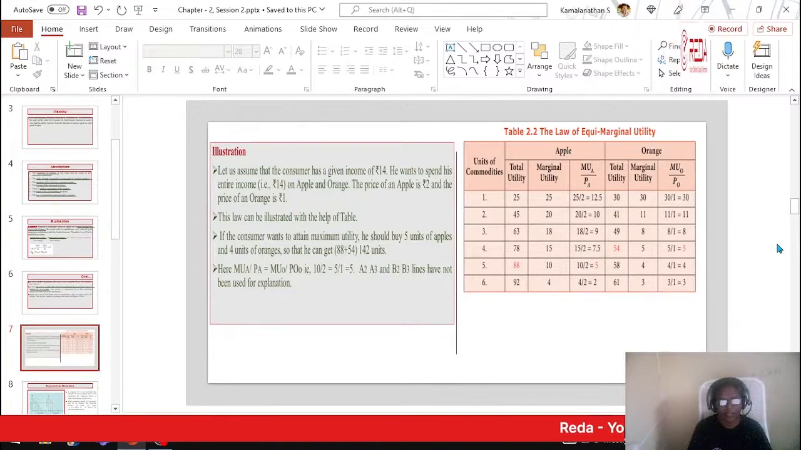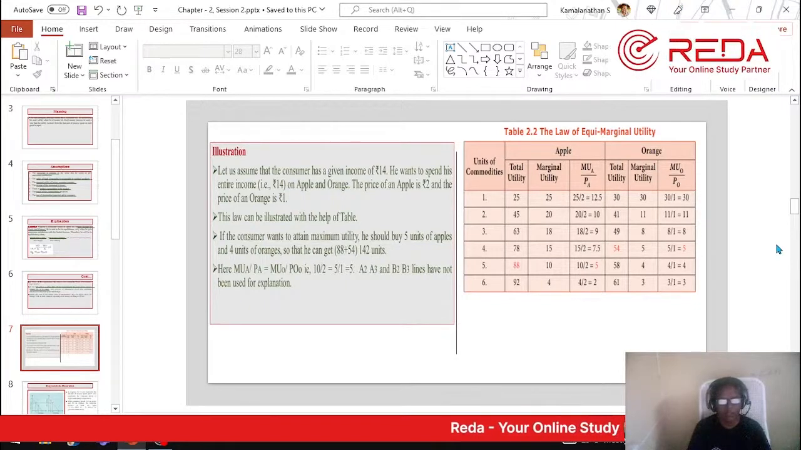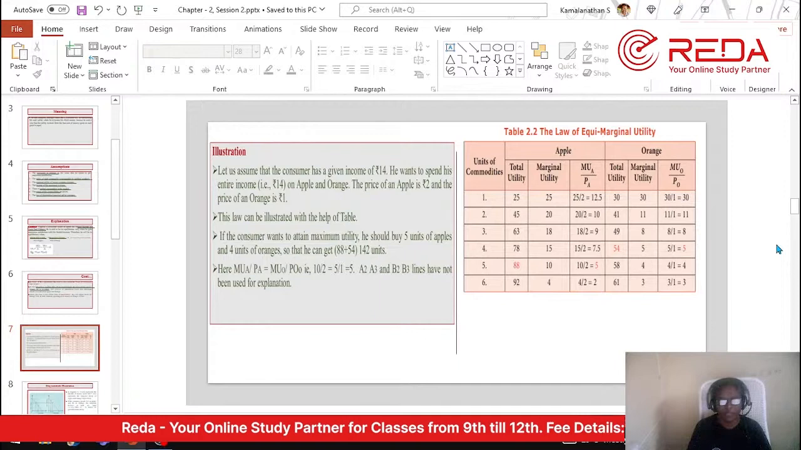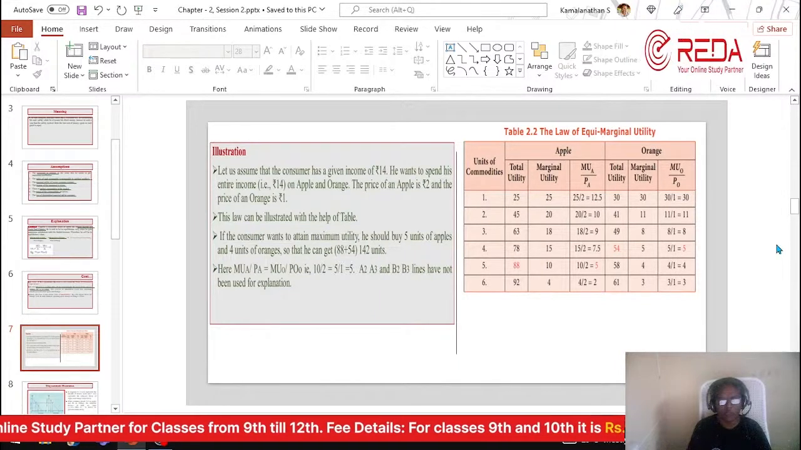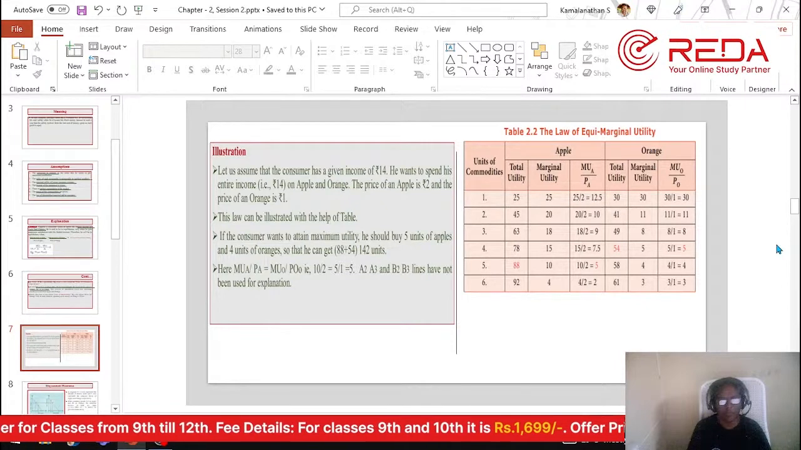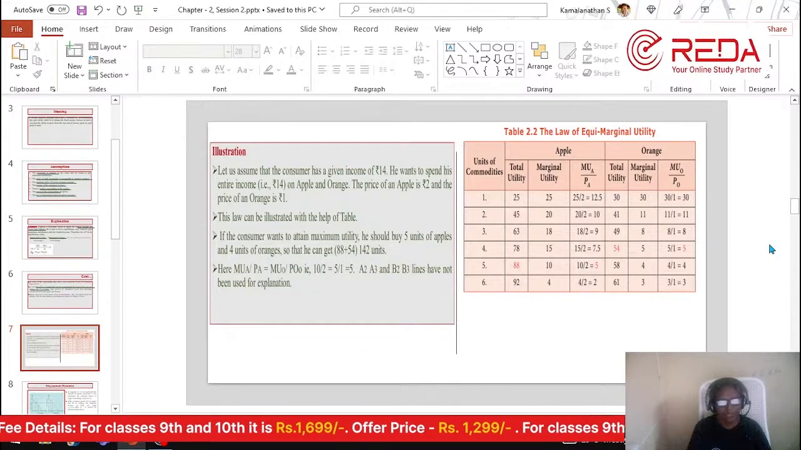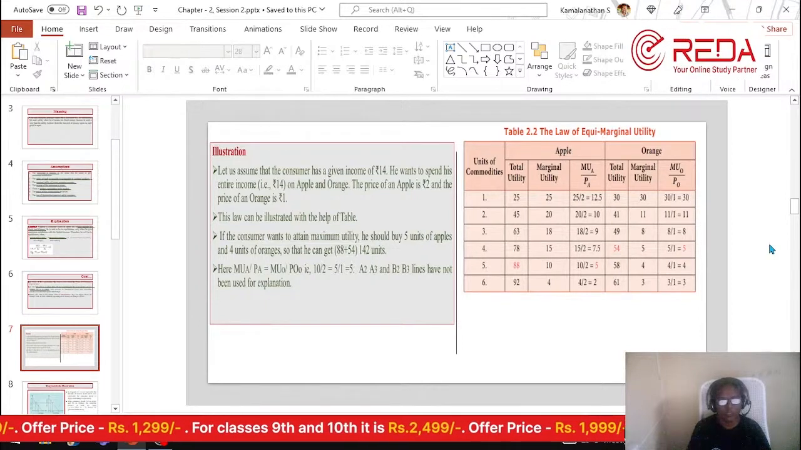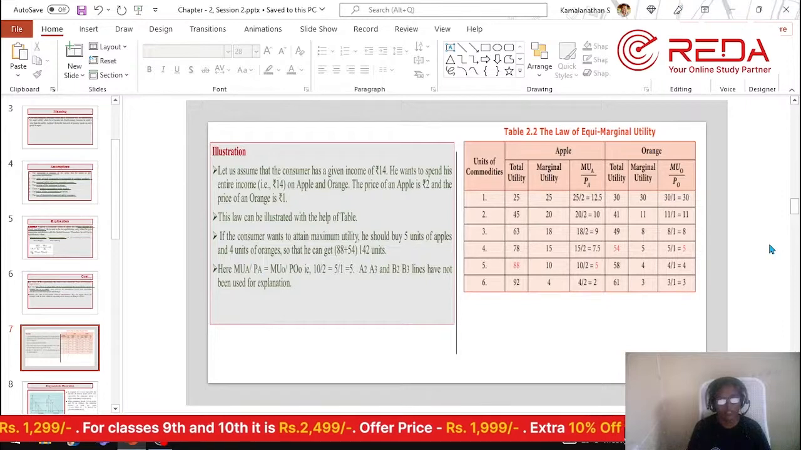Then when the consumer is consuming the fourth orange, his total utility will be 54, marginal utility will be 5, and the price of the orange is 1. Then what will be the marginal utility? It will be 5 by 1 equals 5. Then you see when the consumer is consuming the fifth orange, what will happen to the total utility? For example, if it is 58, the marginal utility will be 4.